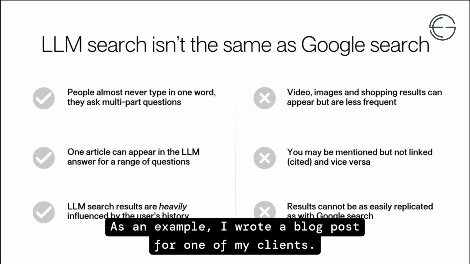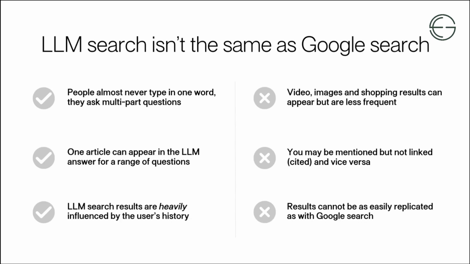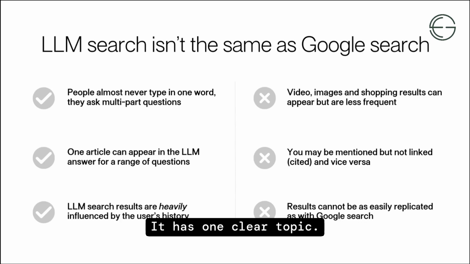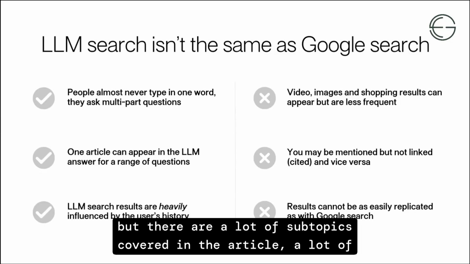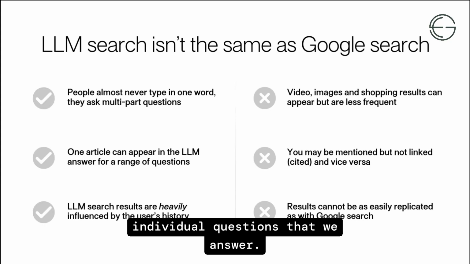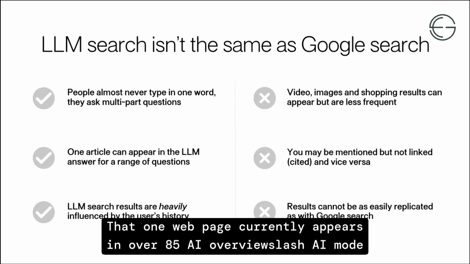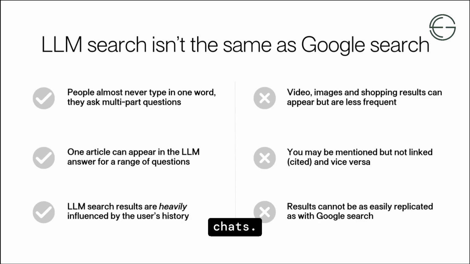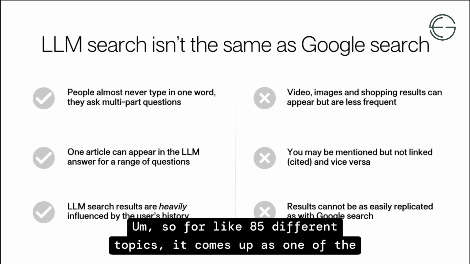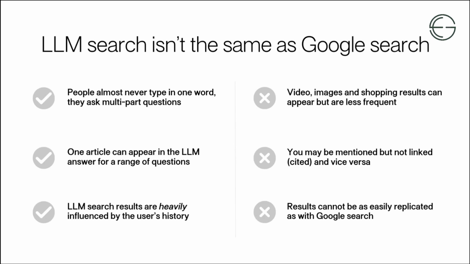As an example, I wrote a blog post for one of my clients. It has one clear topic, but there are a lot of subtopics covered in the article, a lot of individual questions that we answer. That one web page currently appears in over 85 AI overview / AI mode chats. So for like 85 different topics, it comes up as one of the results.